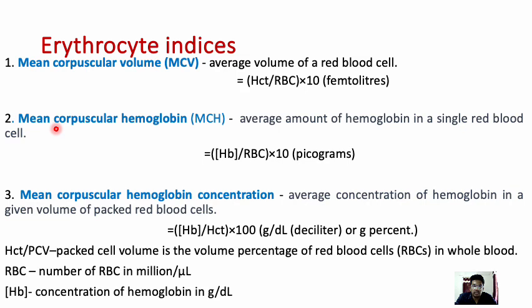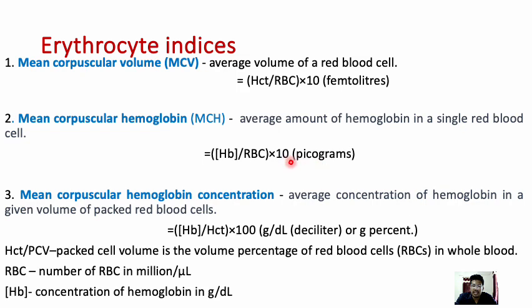Next is the mean corpuscular hemoglobin, which is the average amount of hemoglobin in a single red blood cell, which is hemoglobin concentration divided by the number of RBCs into 10.